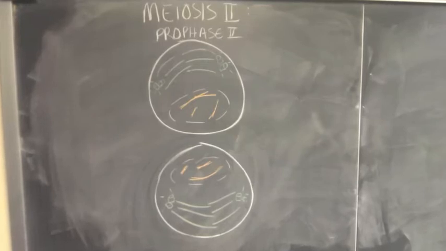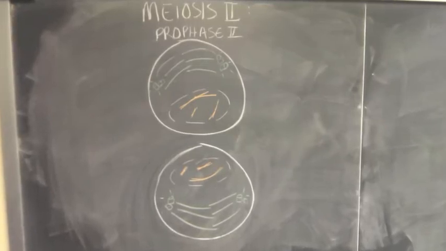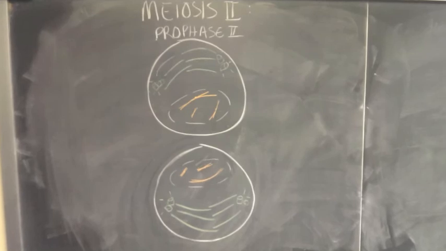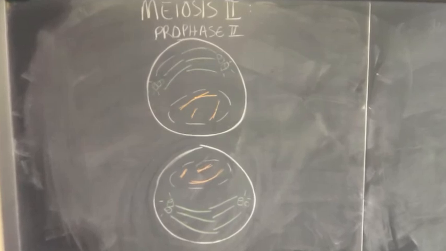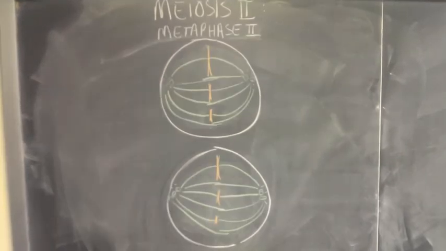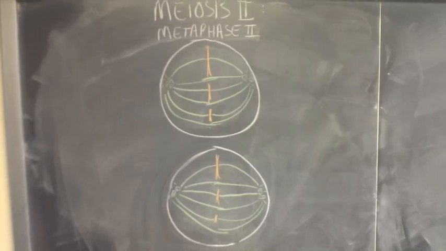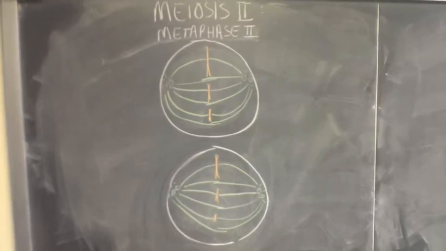In prophase 2, the sister chromatids reform and the nuclear envelope breaks up as the centrioles move to opposite sides of the cell. In metaphase 2, the sister chromatids line up along the metaphase plate and the kinetochores attach to the spindle fibers.